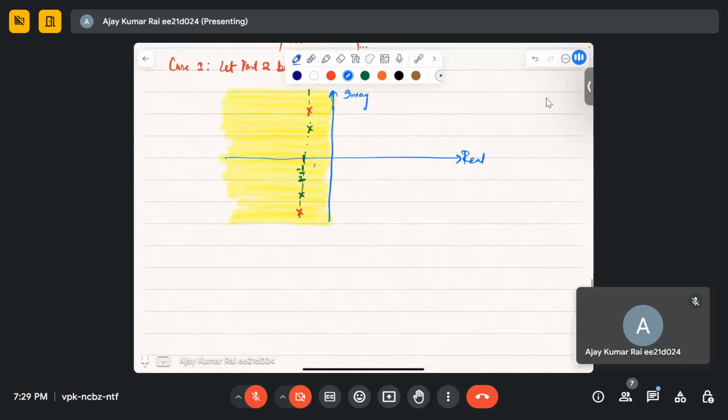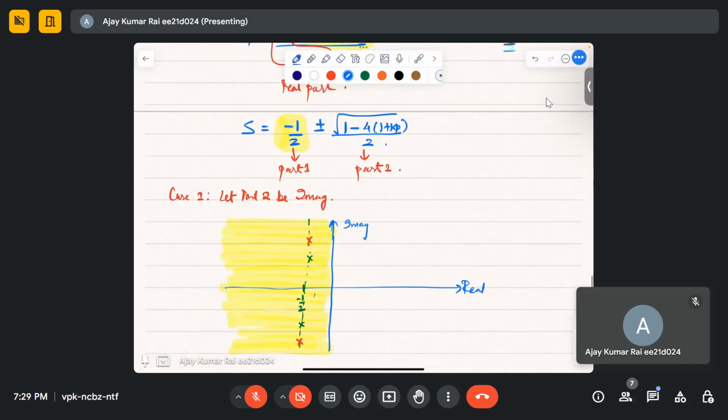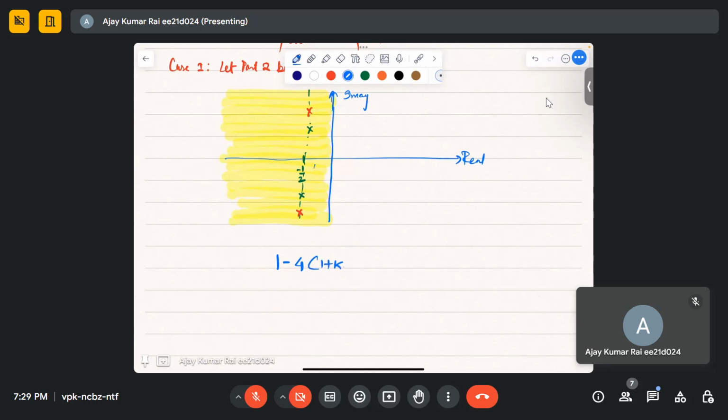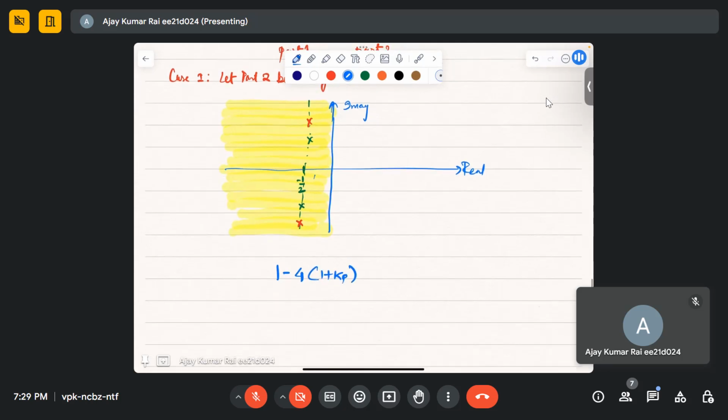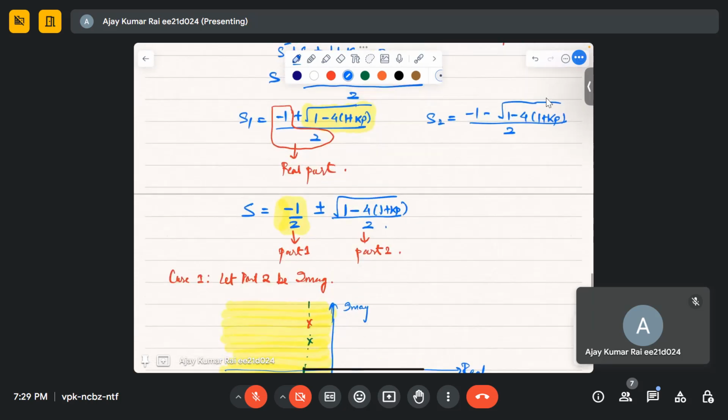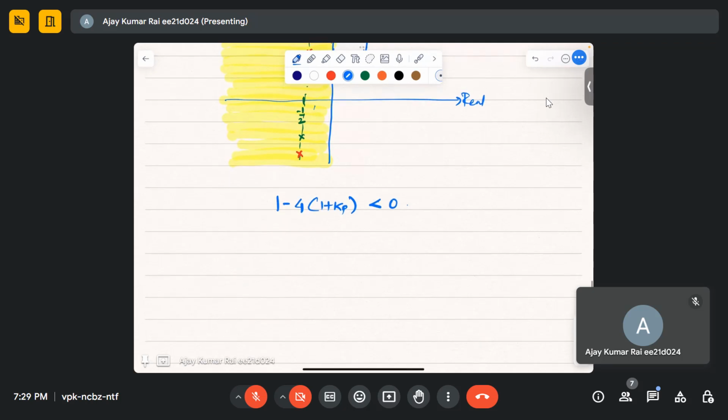Okay, so for this to be imaginary, this should be less than 0, right? Because if the term in the root is negative, then we'll have the j part, right? So that's what I'm doing here. Any doubt up to here, on this question?